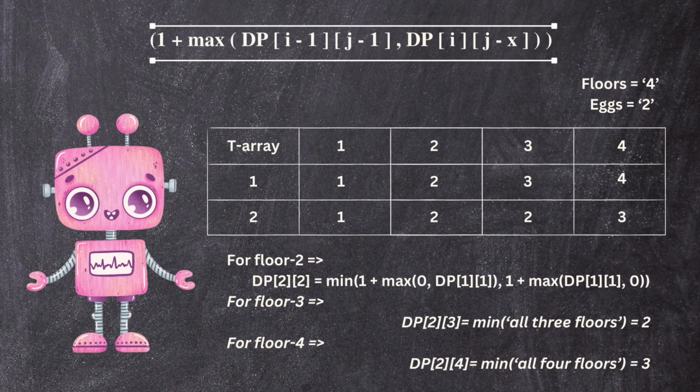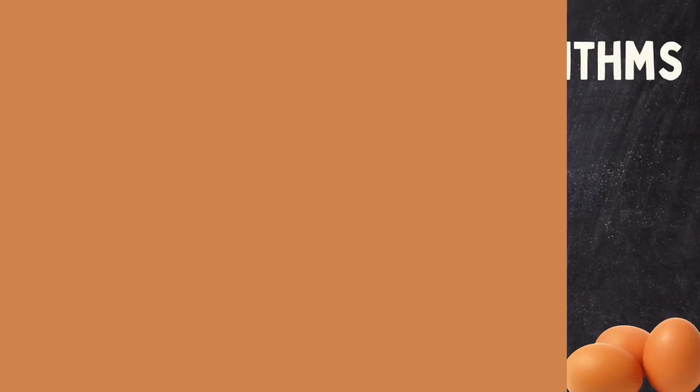For floor 4, taking the first floor, 1 plus max. Taking the second floor, 1 plus max. Taking the third floor, 1 plus max. Taking the fourth floor, 1 plus max. The minimum of all 4 floors is 3.